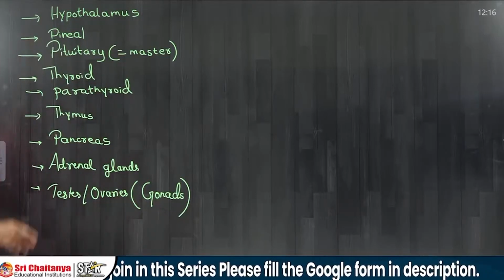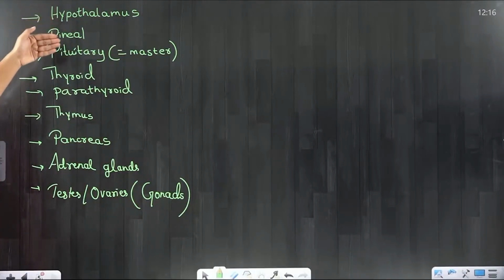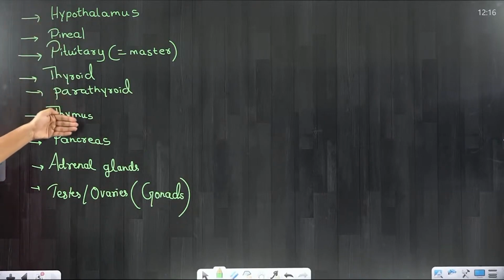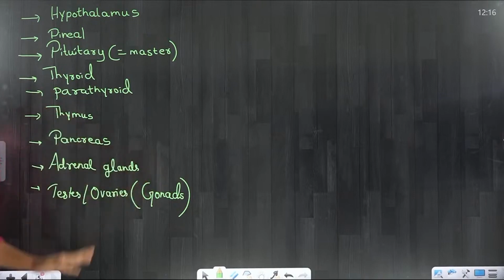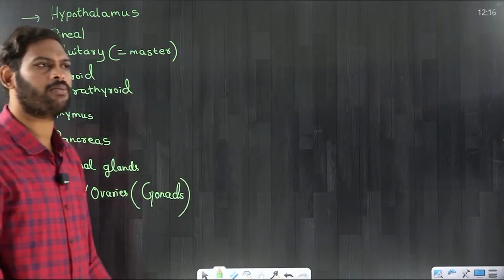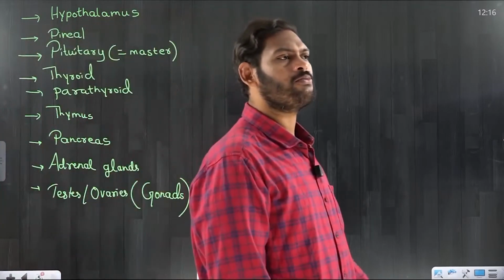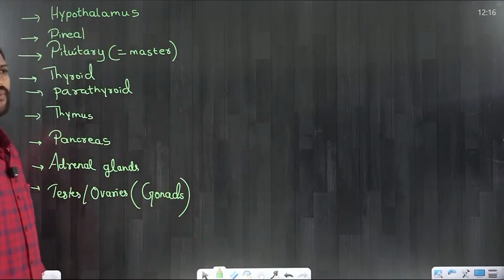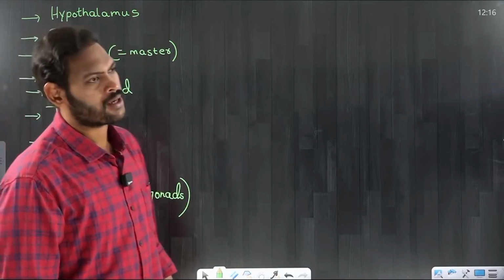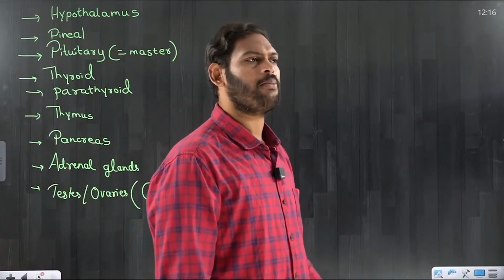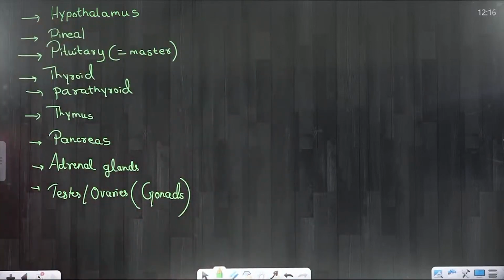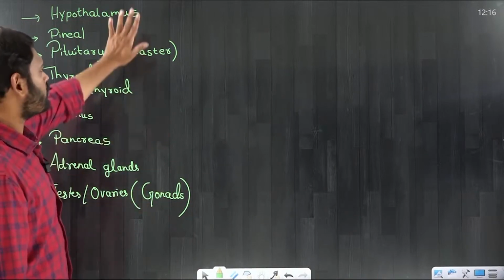You can see the list, right? Hypothalamus, pineal, pituitary, thyroid, parathyroid, thymus, pancreas, adrenal, testis or ovaries. These are gonads. Yes, Deeptika. Hypothalamus controls the pituitary gland and pituitary controls every other gland. Yes, master gland is hypothalamus. Exactly, Nagamani. Good. Very correct.